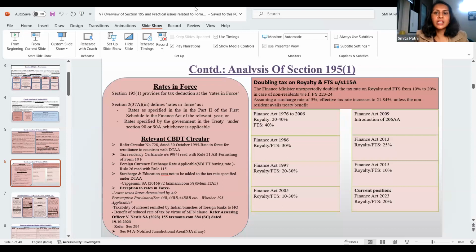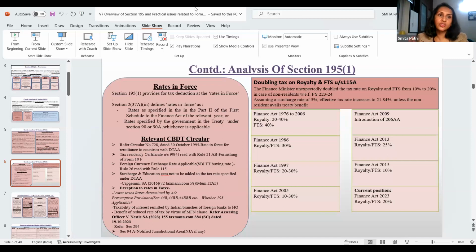So as you all know, royalty and FTS rates have changed in 2023 and 2024. Initially, the rates were 10%. Just to give you a background, up to 2006, the rates were between 20 to 40%, from 1976 to 2006. In 1986, the rates were reduced to 30. Then in 1997, the rates were again between 20 to 30. Then in Finance Act 2005, again, the rates were between 10 to 30%.